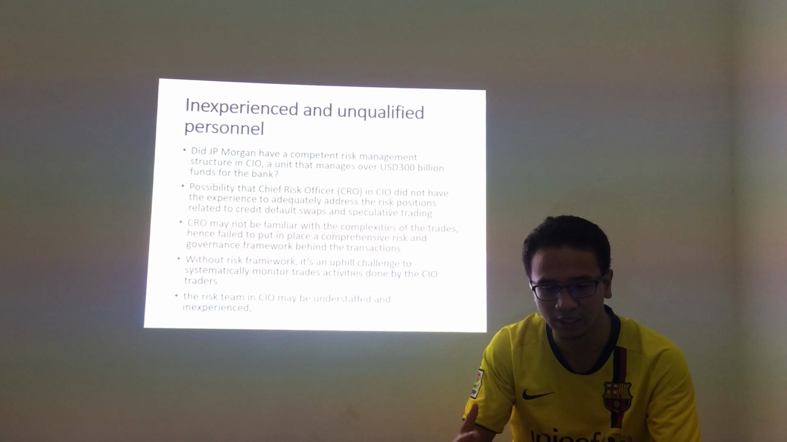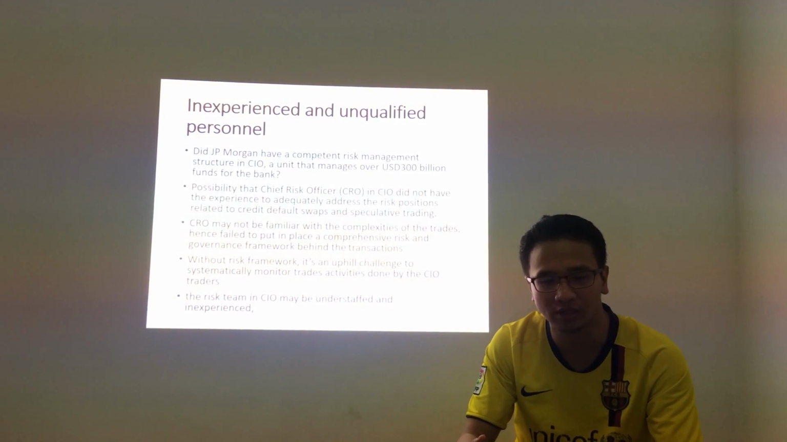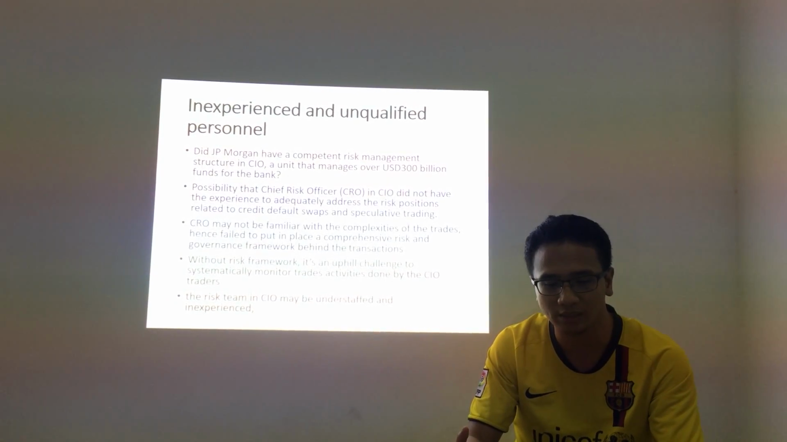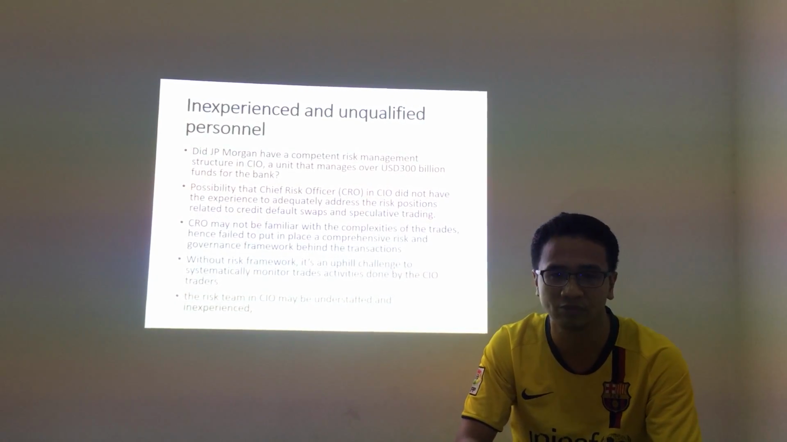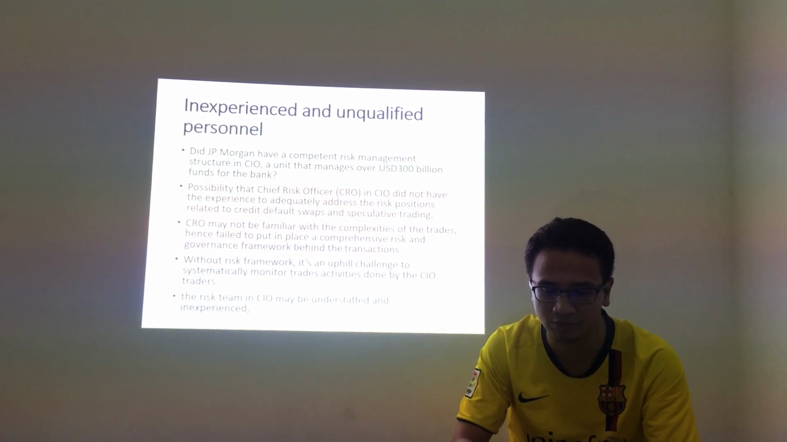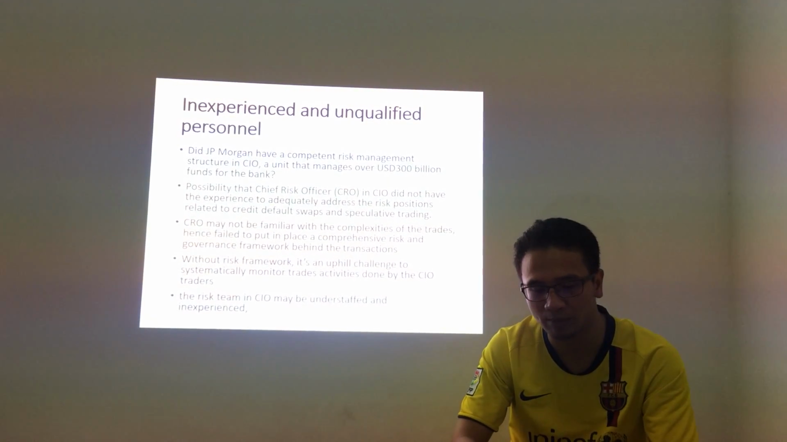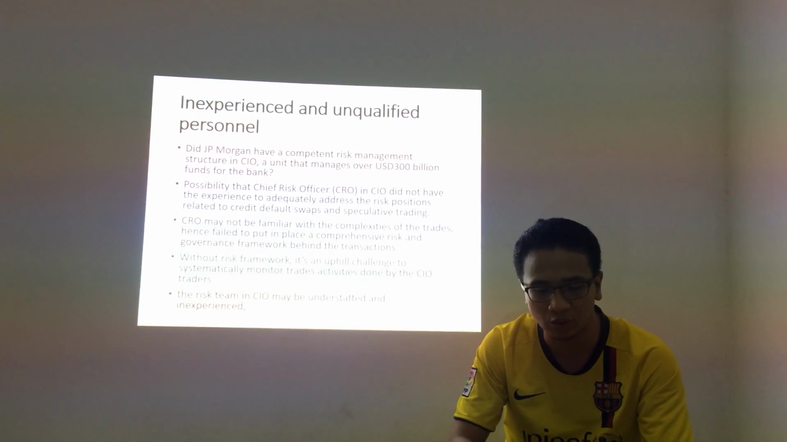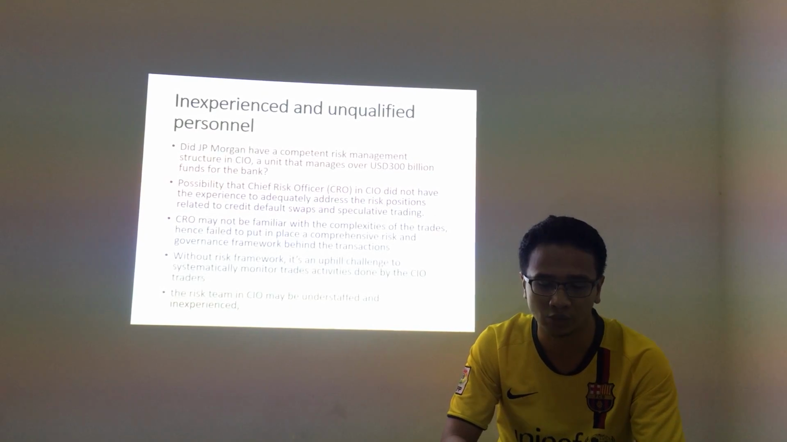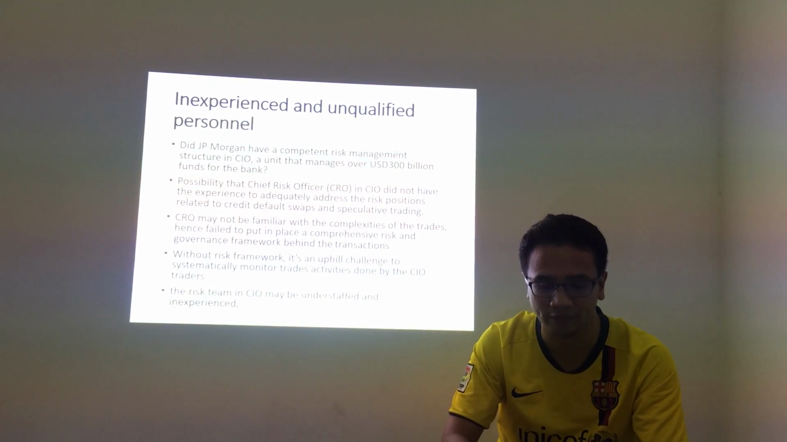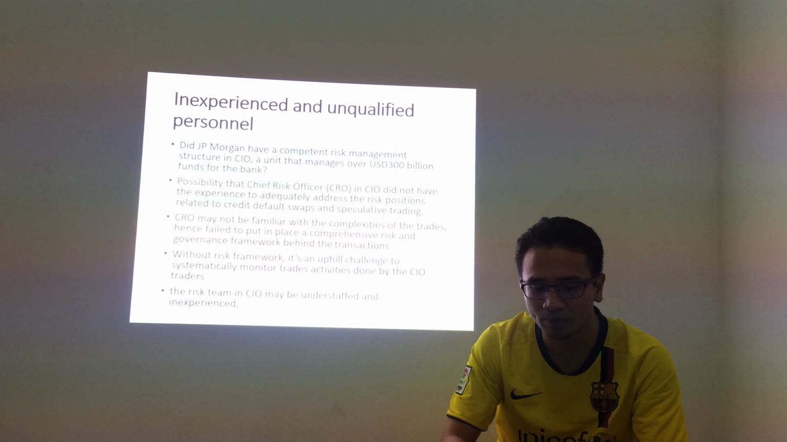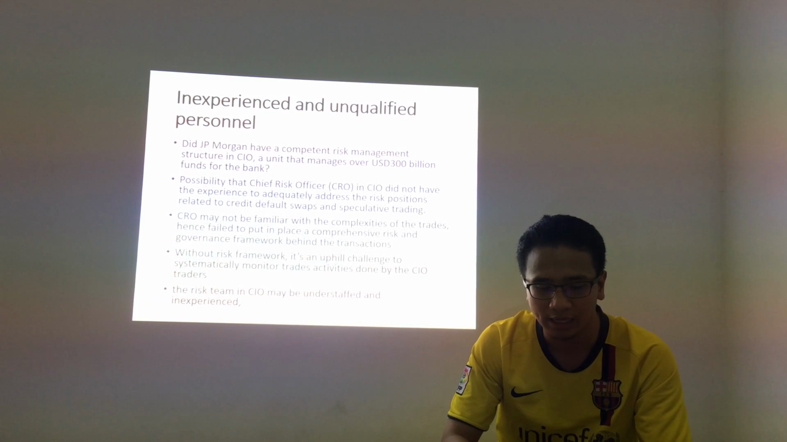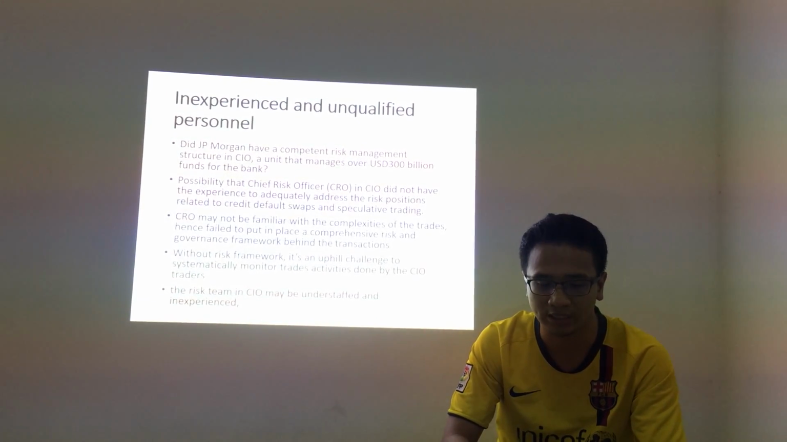The chief risk officer could not understand the complexities of the trades, hence failed to put a comprehensive risk and governance framework behind the speculative transactions. So without this risk framework, it will be a great challenge for the risk unit to systematically monitor the trading activities done by the CIO traders. And there could also be that the risk team in the CIO was understaffed and inexperienced to oversee the whole transactions.